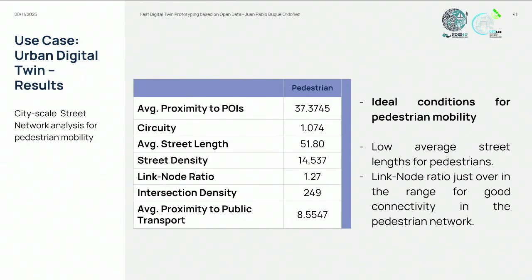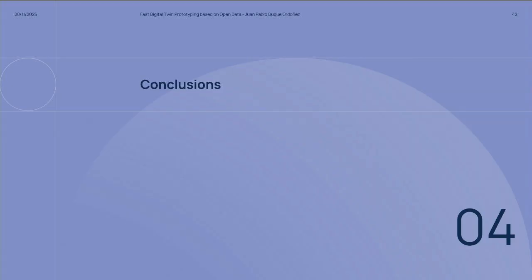Also, we have very good results in the functional part of the street network. We have very good average proximity to points of interest, so there are a lot of things to do in a very close neighborhood. And also very good proximity to public transport, so it's very well connected with respect to public transport.